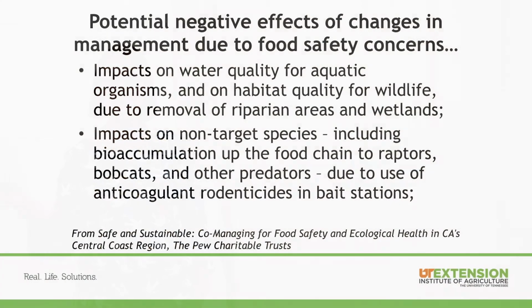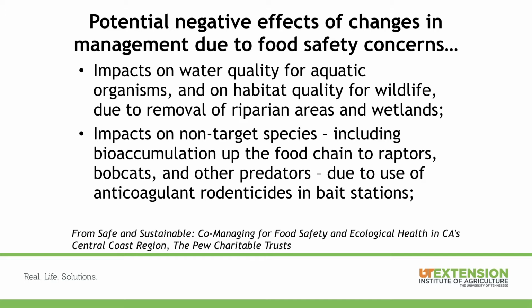So some of the potential negative effects of changes in management due to food safety concerns are, as Faith already mentioned, impacts on water quality for aquatic organisms and habitat for wildlife, as well as removing those riparian areas or wetlands to try to reduce food safety risk. Well, you're taking out the habitat for a whole lot of animals. And oftentimes these can be endangered animals as well.